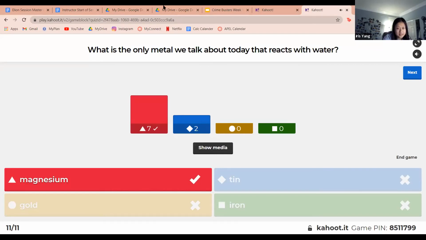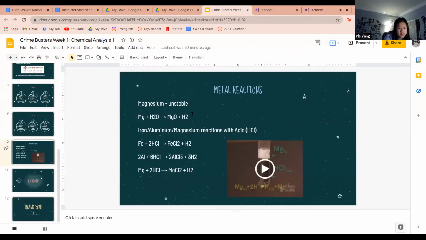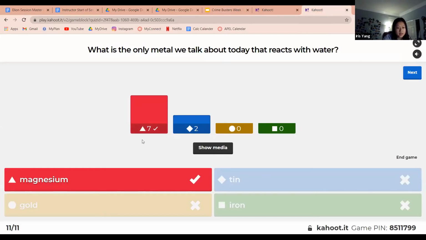Yes, it is magnesium, just like here on the side right here. Magnesium reacts with water and it's super unstable. So that is why it reacts with water and it produces gas.